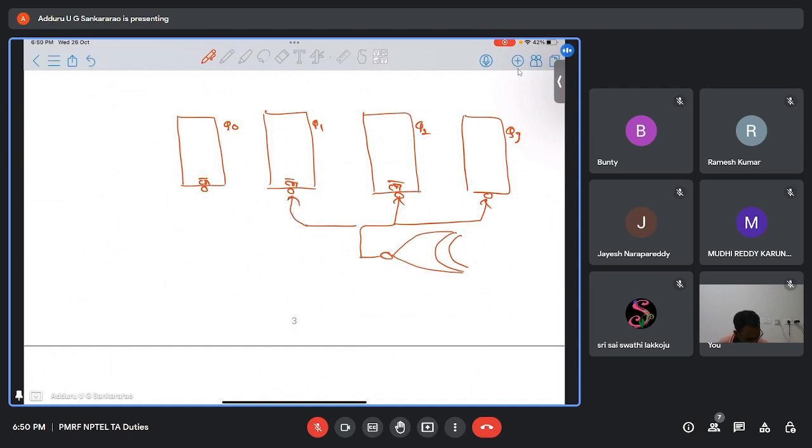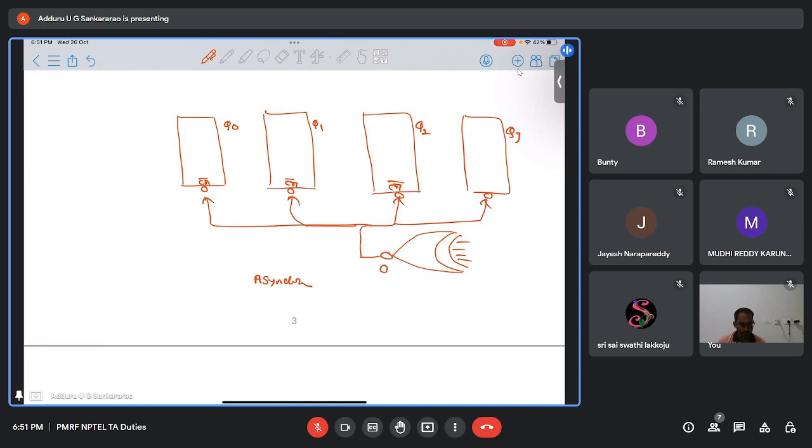Now I got the difference. If we directly connect this, whenever the output of this becomes 0, then all flip-flops will be cleared irrespective of the clock pulse. Now this is asynchronous.